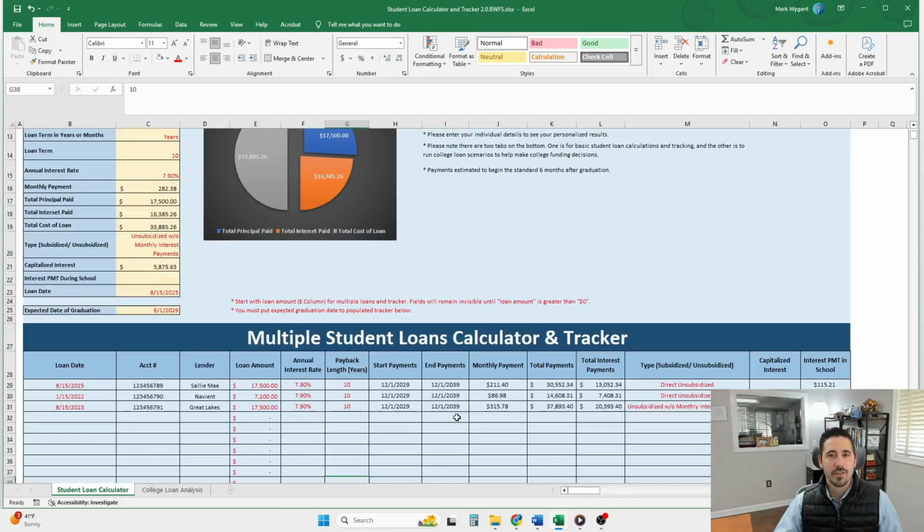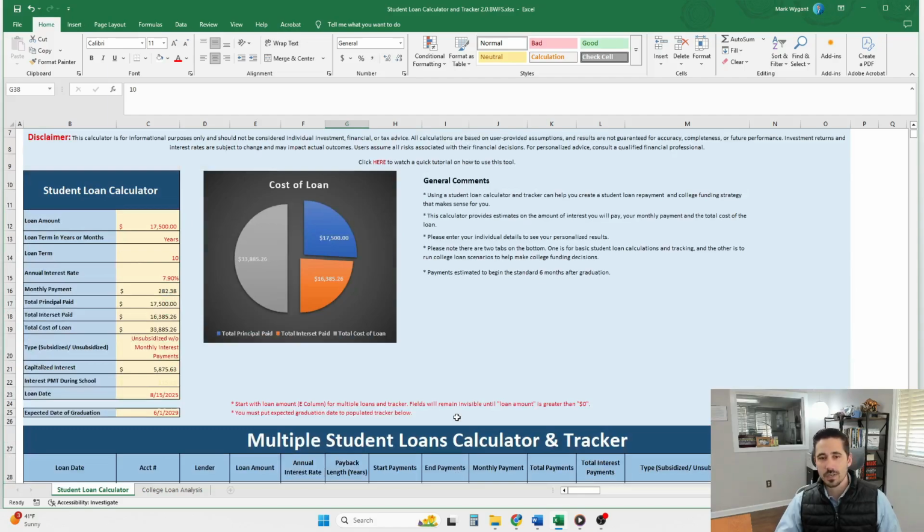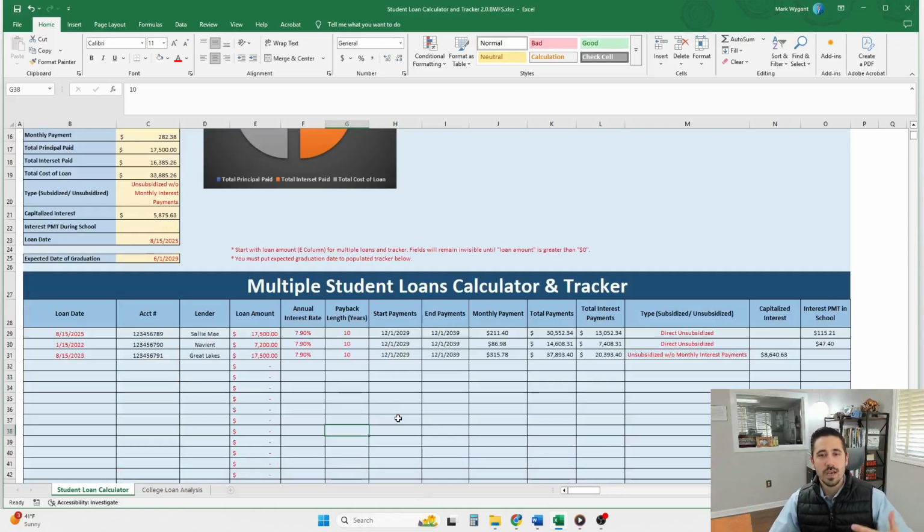So there's a lot of other things that go into student loans, but in general, for the biggest casting net of people that I can capture here, this tool will be helpful for tracking the student loans, understanding what your payments are going to be, understanding direct versus subsidized versus unsubsidized, subsidized while paying monthly payments or waiting for it to get capitalized and then paying, kind of the impact that that'll have on you.